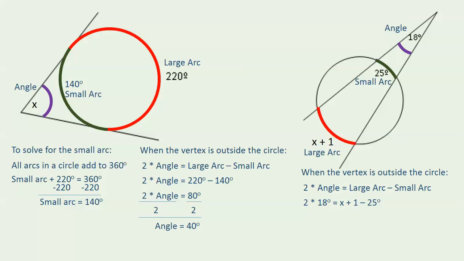Combining like terms, 2 times 18 is 36, and 1 minus 25 is negative 24. So I find that 36 degrees will equal x minus 24. To solve for x, I'll add 24 to both sides, and I'm going to find that my x is 60.